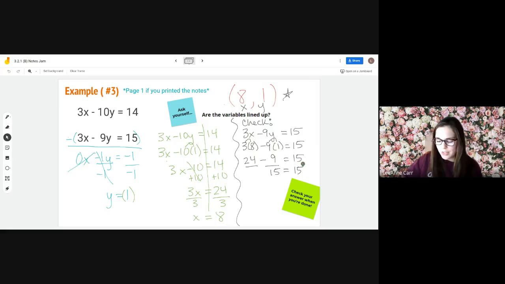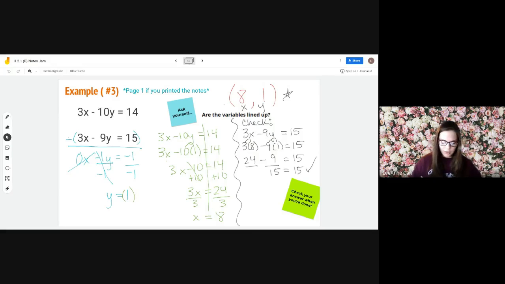As soon as you get the same answer on both sides, you know you did it correctly. If you get a silly answer like 8 equals 15, you know that doesn't make any sense, and you would have to go back and fix it. But because we got 15 on both sides, we know that we did solve the answers correctly. We had our right x and y coordinate. So that is elimination. Yay.